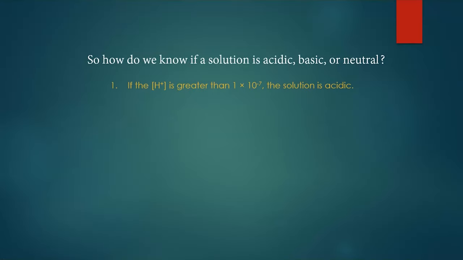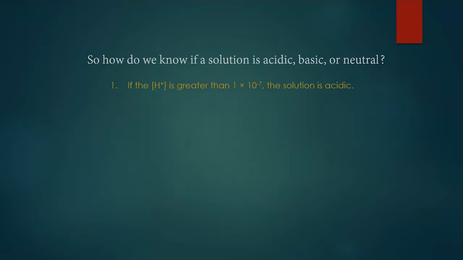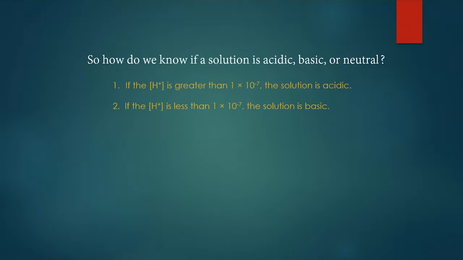Determining whether a solution's acidic, basic, or neutral is pretty straightforward. Since 1 times 10 to the minus 7th is neutral, anything greater than that will be acidic. Conversely, if the H plus concentration is less than 1 times 10 to the minus 7th, then the solution is basic.